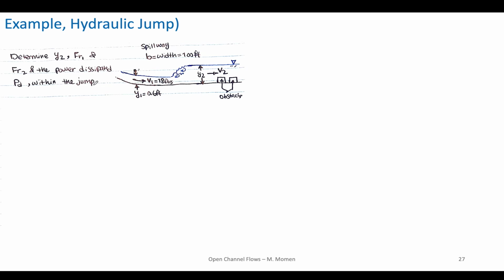So this is the configuration of the problem, and the question asks: determine y2, which is the depth after the jump; Froude number 1, which is the upstream Froude number; Froude number 2, which is the Froude number after the jump; and the power dissipated within the jump. So how much power or energy is dissipated, which we denote with PD, within this jump. And this is very important, especially for hydraulic engineering applications.